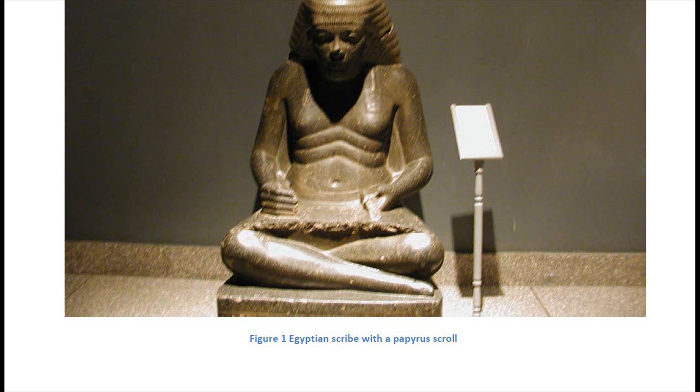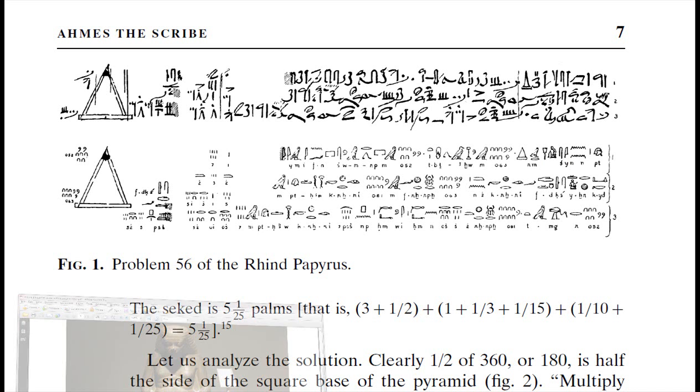More than 3,000 years ago, a scribe named Ahmose lived in Egypt. He's become famous as the author of the Rhind Papyrus, now housed in the British Museum. He recorded various geometric and engineering problems. Here is one example. The translation of this cuneiform is, if a pyramid is 250 cubits high and the side of its base 360 cubits long, what is its secant?